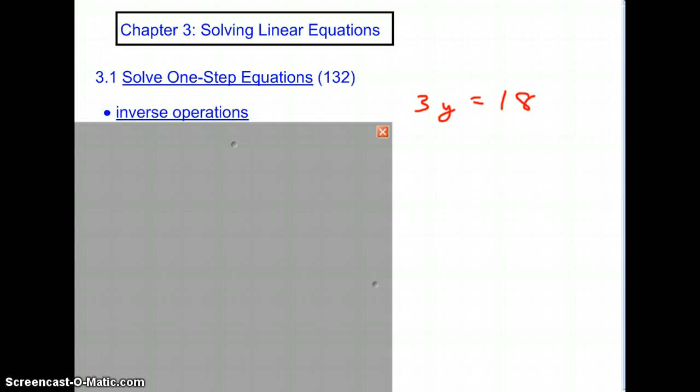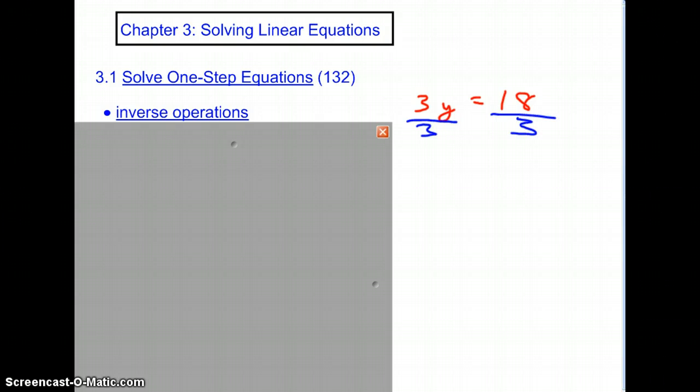Here is an example equation, 3y equals 18. So what is the operation that is taking place with 3 and y, Bianca? What operation is happening here? When you see no operation, it just says 3y. Multiplication. Very good, multiplication. So what is the inverse of multiplication, everyone? Division. So in order to get y isolated, what will we divide by? 3. Good, 3. So we divide both sides by 3.